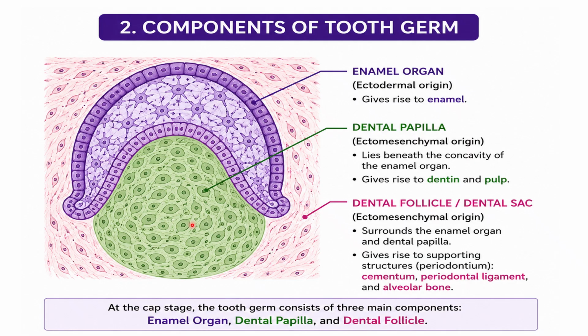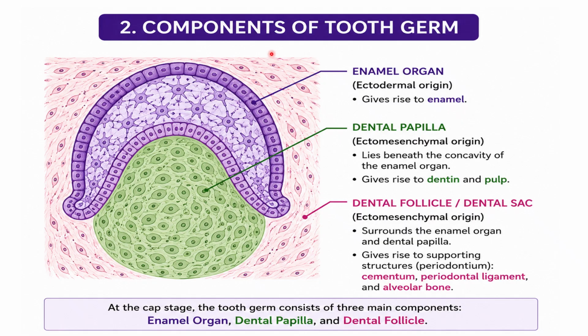So now let's first understand the components of tooth germ. At the cap stage, the tooth germ consists of three main components. The first one is the enamel organ, which is ectodermal in origin and it gives rise to the enamel. Next is the dental papilla, and it is ectomesenchymal in origin and it lies beneath the concavity of the enamel organ and it gives rise to future dentine and pulp.